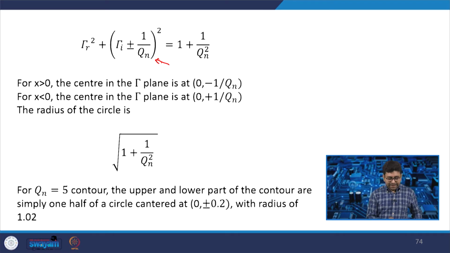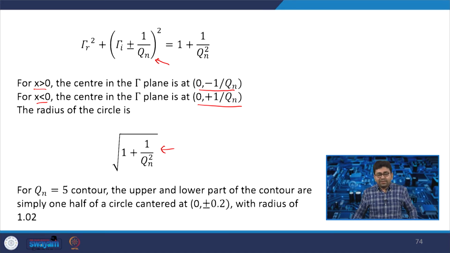So, for x greater than 0, the center in the gamma plane is at 0 minus 1 by Qn. For x less than 0, the center in the gamma plane is at 0 plus 1 by Qn. That provides the center of the circle, so there are two centers, one at the top and one at the bottom. And then this is the radius of the circle.